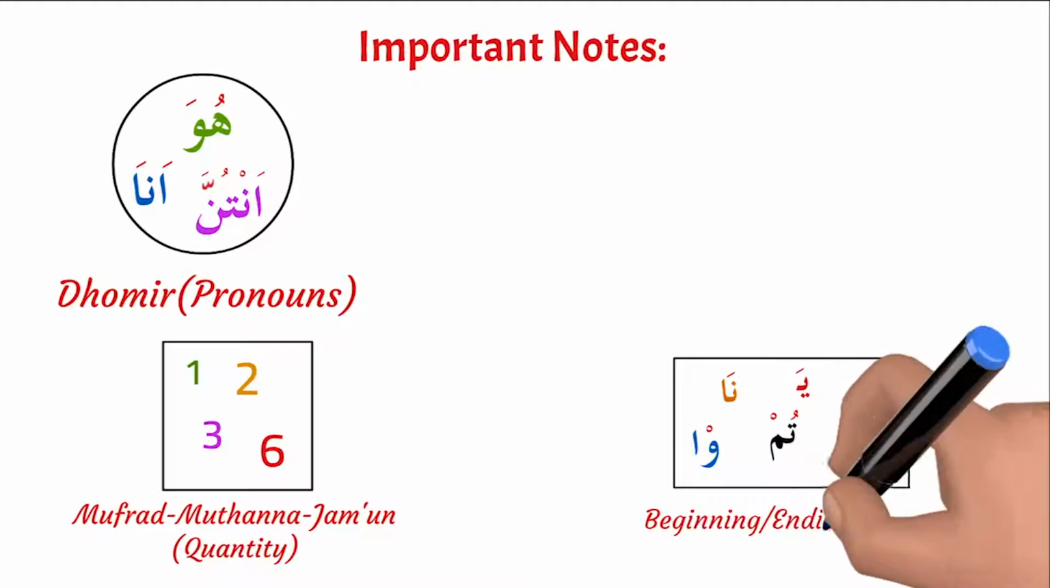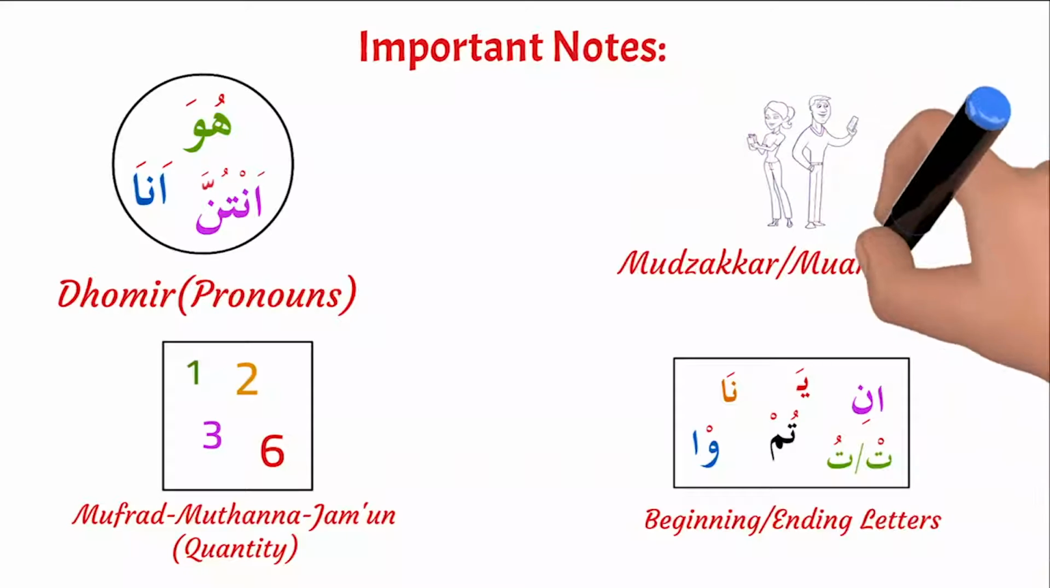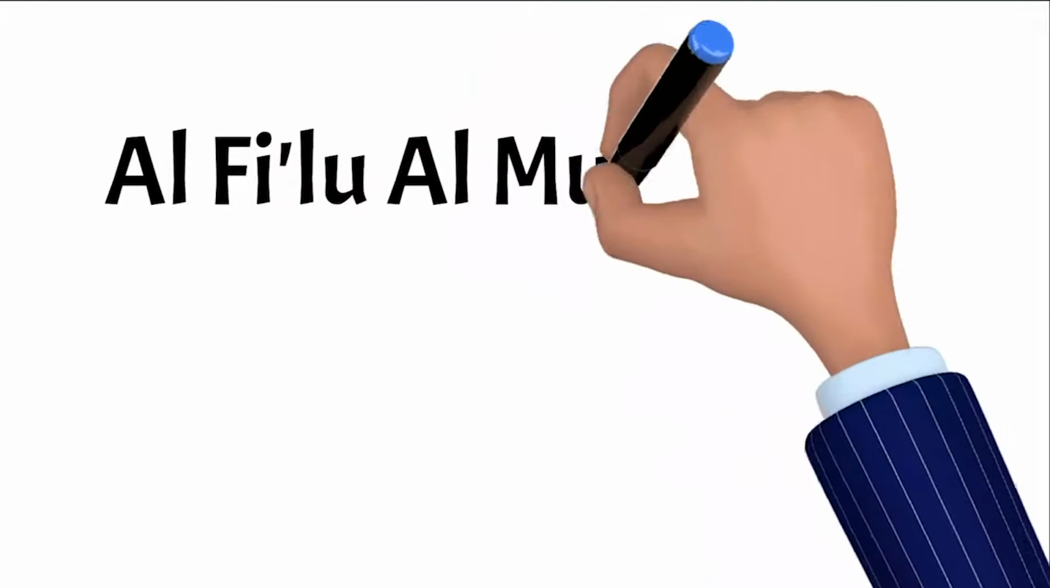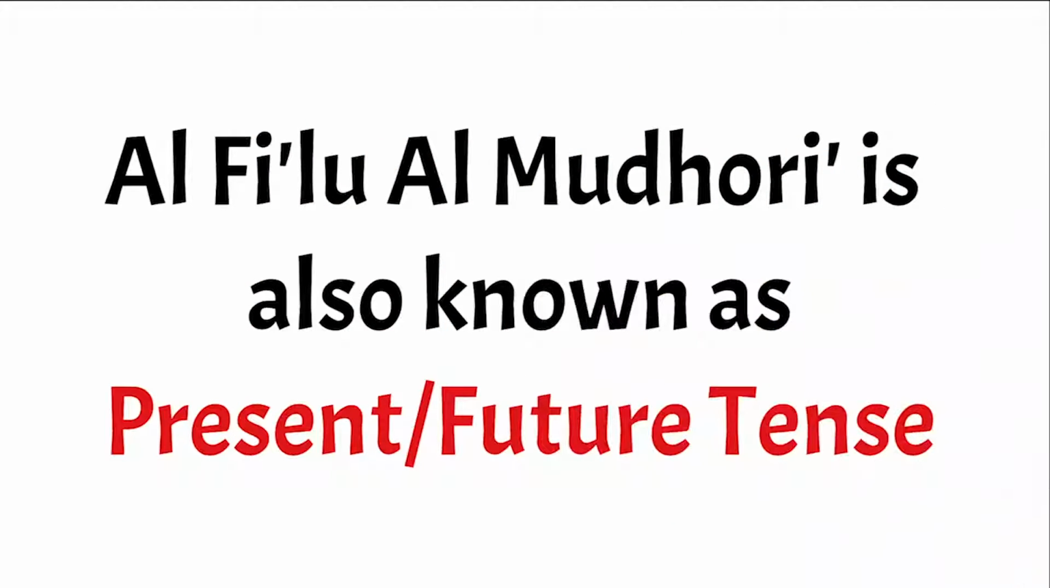Special letters in the beginning and ending of الفعل specify gender, male, female. مذكر مؤنث. الفعل المضارع is also known as present or future tense.